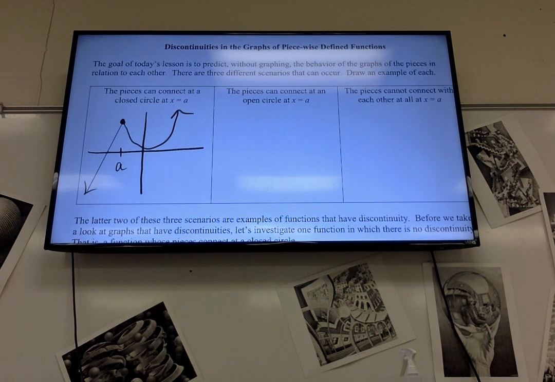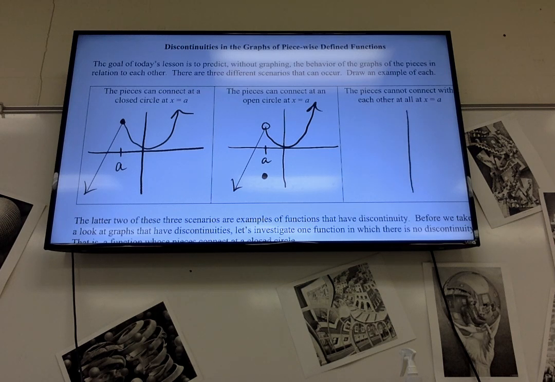Sometimes they connect at an open circle. So same picture, only I have an open circle there. Then the closed circle is somewhere else. So that would be discontinuous, because there's that open circle, there's that hole in the middle of the graph. So I'd have to pick up my pencil to go from one part to the next part.